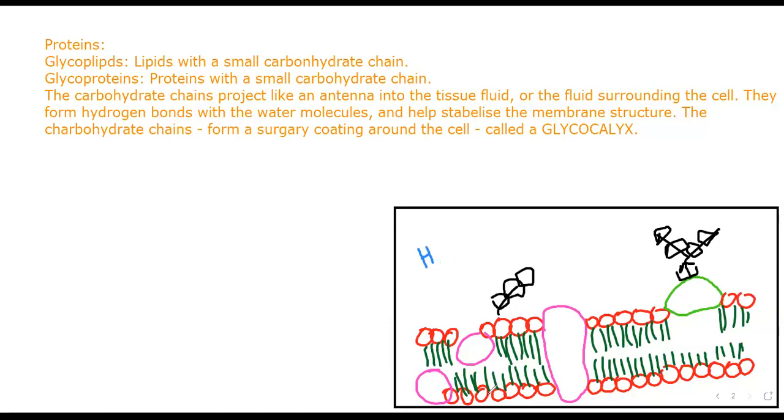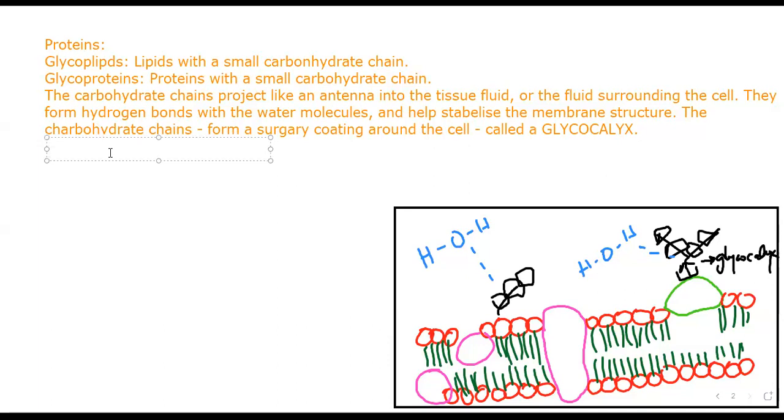glycoproteins and glycolipids. Glycoproteins and glycolipids have other functions as well. So they're going to be involved in making hydrogen bonds, which is going to help in stabilizing our structure. And this particular antenna is going to be acting as our glycocalyx. Now, that is one of the functions of these glycolipids, and one of the functions of the glycoproteins.